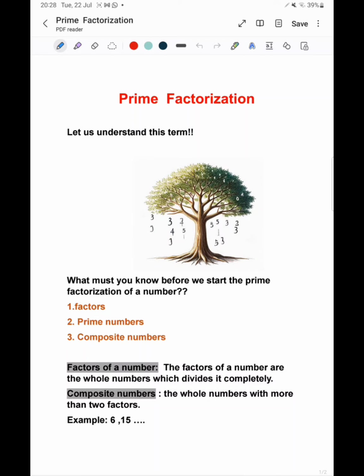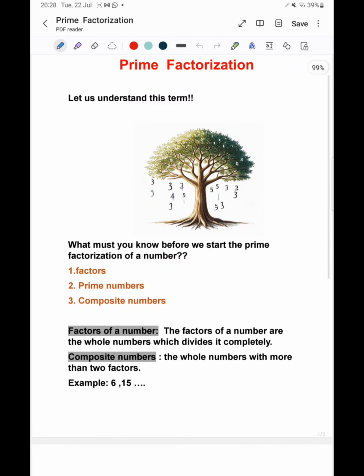Our today's topic is prime factorization. In this video, I'm going to show you the meaning of prime factorization and how to do it. But before we dive into the actual process, there are a few terms we must know. If you see this tree, we can see some numbers over here, like 3, 4, 2, 5 and so on. Some of these numbers are categorized as prime numbers and one of them is a composite number. So these are the requirements to understand this topic.